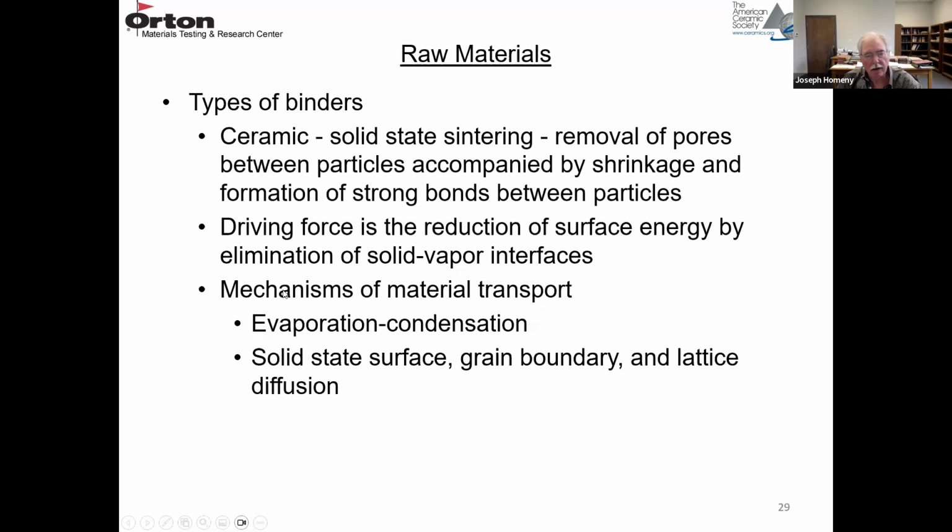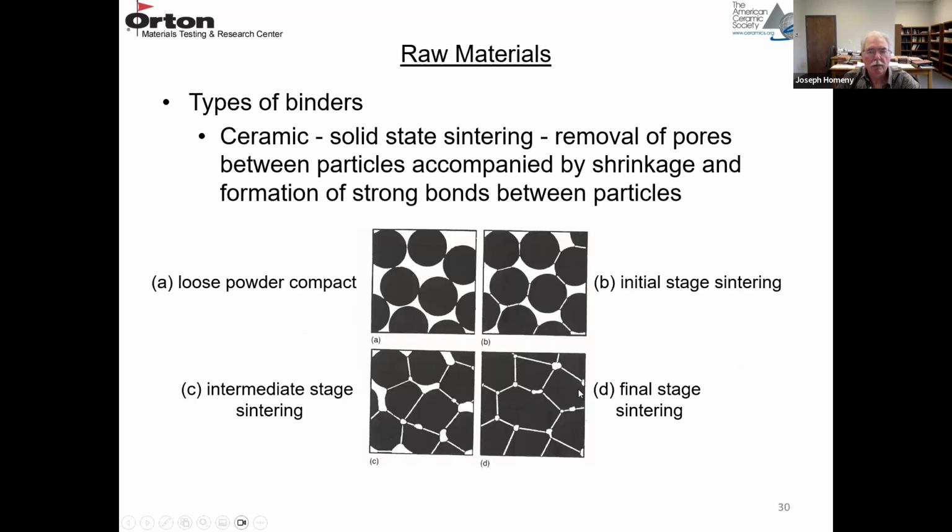So there are various mechanisms of material transport. There's an evaporation condensation mechanism, and there are various solid state mechanisms: surface diffusion, grain boundary diffusion, and lattice or bulk diffusion. So there has to be material transport to create these bonds between the particles. A here is just a loose powder compact. So you have these particles, there's no temperature applied yet, so they're perhaps touching in contact.